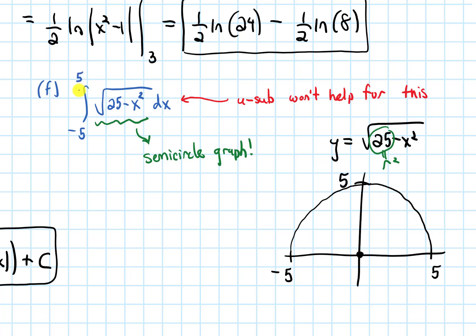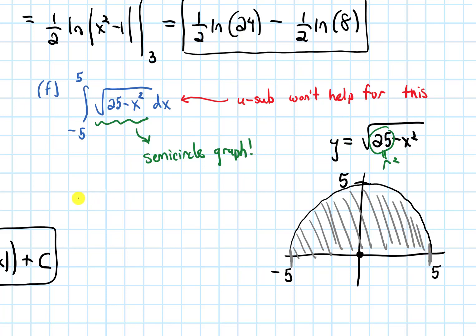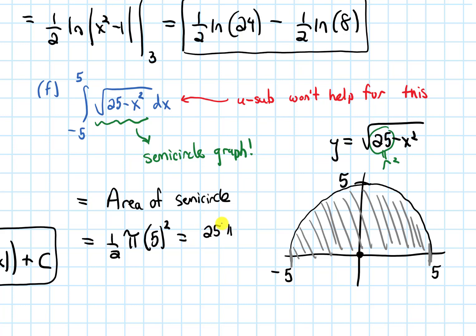So our question is asking for the integral from -5 to +5. If I shade in that area from -5, when x is -5 here, to when x is +5, I got to shade all of this. So it's going to be the whole semicircle. Okay, so this is the area of that semicircle. And if we work that out, that is 1/2 pi times radius squared, 5 squared. And this is 25 pi over 2. And that's our answer.